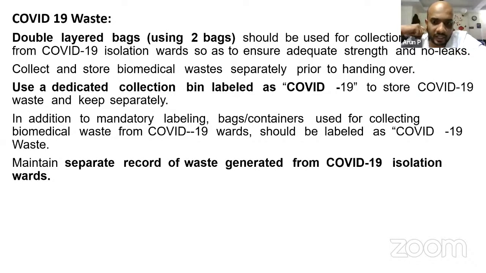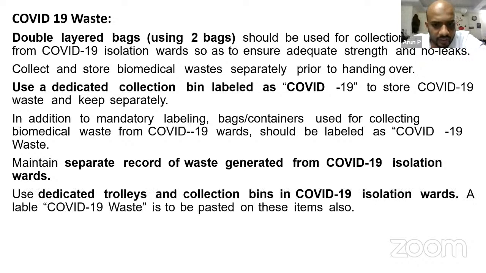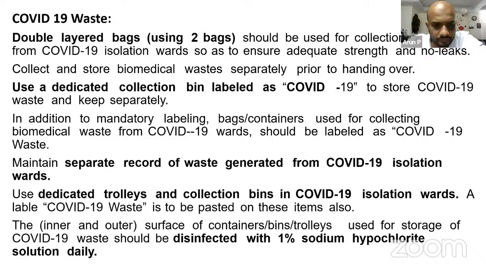For COVID-19 waste, they maintained a separate record of waste generated from the COVID-19 isolation ward, and they used dedicated trolleys and collection bins in the COVID-19 isolation ward. A label COVID-19 waste was also pasted on these items. The inner surface and the outer surface of the containers used for storage of COVID-19 waste should be disinfected with 1% sodium hypochlorite solution daily. So the disinfectant used was 1% sodium hypochlorite.